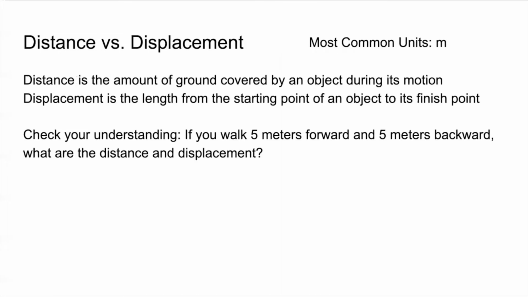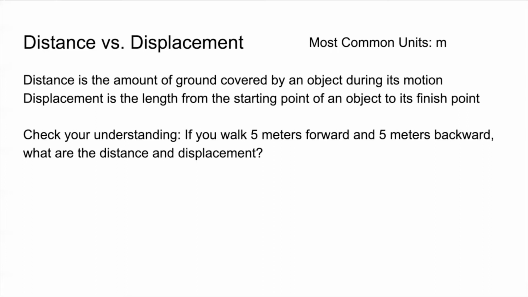You've probably heard of some of these terms and may have even thought that some of them mean the same thing and use them interchangeably. However, they all have different meanings, which we're getting into right now. So first, what is the difference between distance and displacement? Distance is the amount of ground covered by an object during its motion. So it doesn't matter the direction that an object is traveling. All that matters is how much it travels. Displacement is the length from the starting point of an object to its finish point.